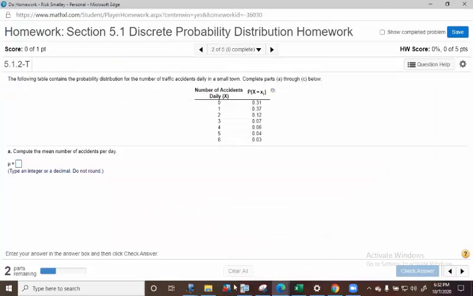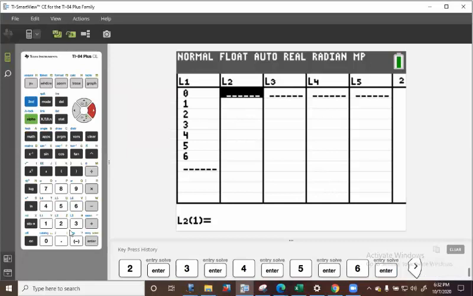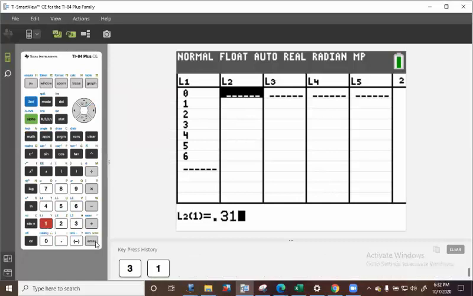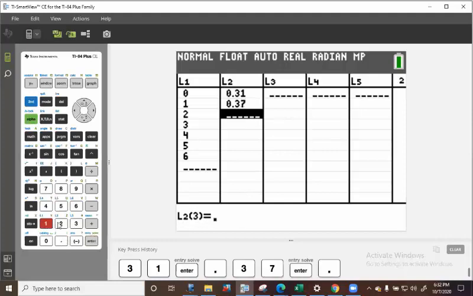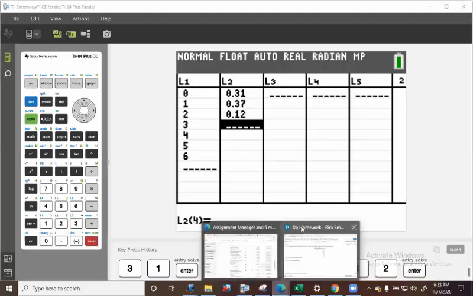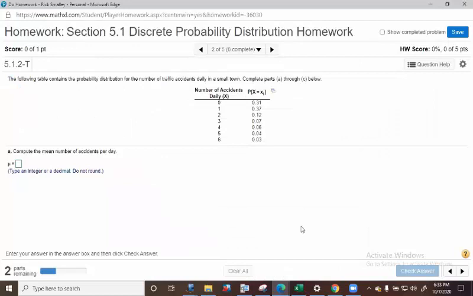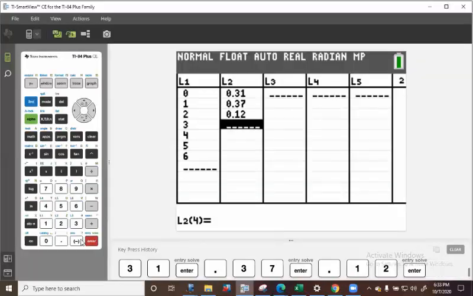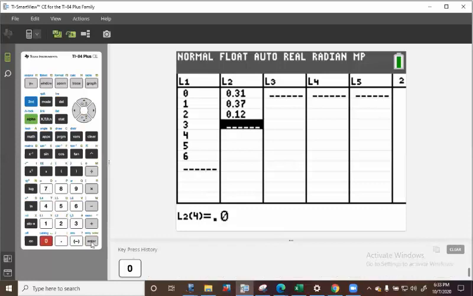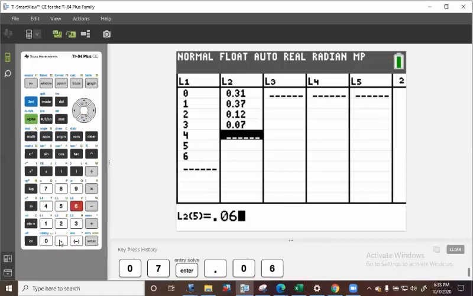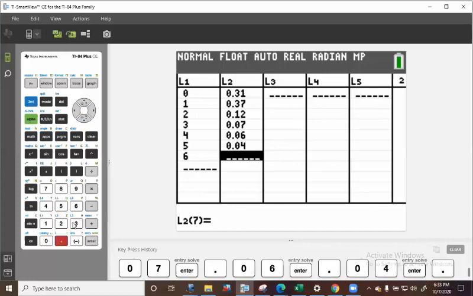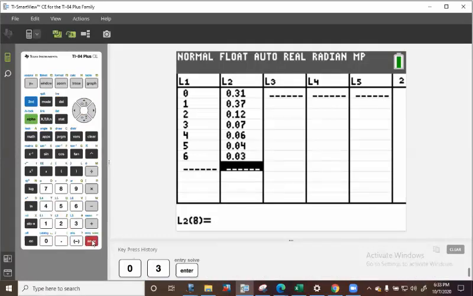3, 1, 3, 7, 1, 2. 3, 1, 3, 7, 1, 2. Okay, I can do all these. 7, 6, 4, 3. All right, I think I got them right.